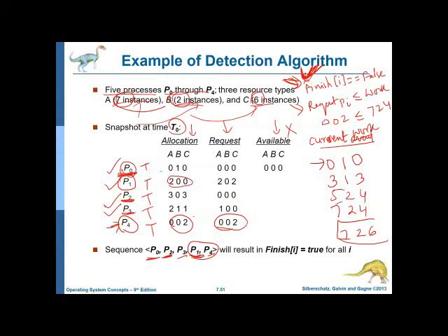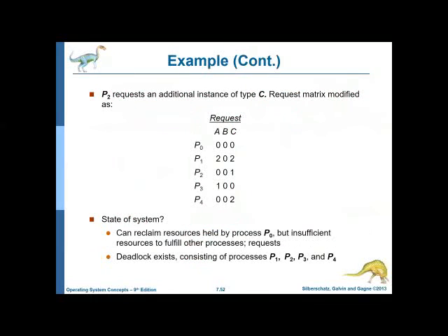Is there any deadlock to be detected? No. Now, our example is deadlock detection. So starting from a safe state, we are going to increase the number of requests so that we approach a deadlock. Suppose that P2, a process, requests one additional instance of type C. So let us look here. This is the additional instance that P2 has requested.